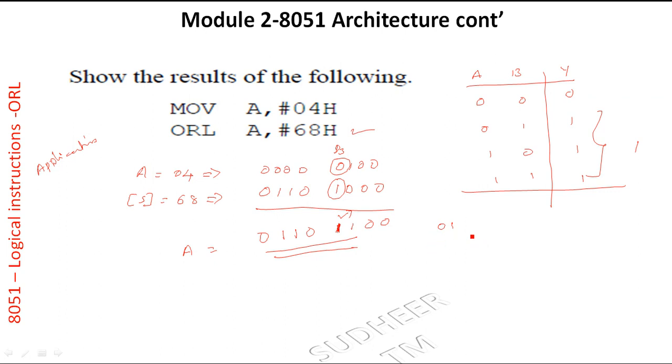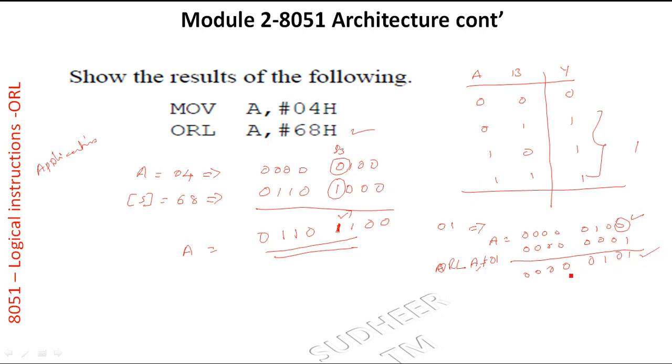What will happen? For example, in the same instruction, A is equal to 0, 0, 0, 0, 0, 1, 0, 0. If you perform ORL A comma #01, 01 is 0, 0, 0, 0, 0, 0, 0, 1. While performing the OR operation, 1 OR 0 is 1, so we get 0, 0, 0, 0, 0, 0, 1, 1. So before, the D0 bit was 0, and while executing it became 1.